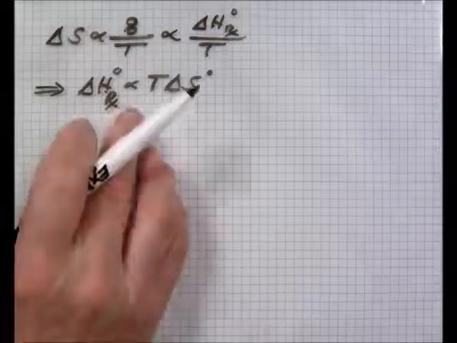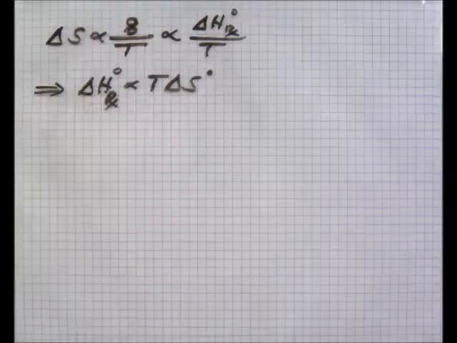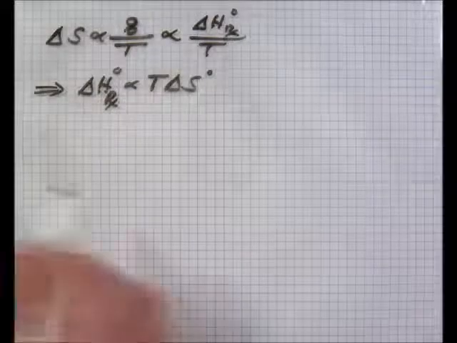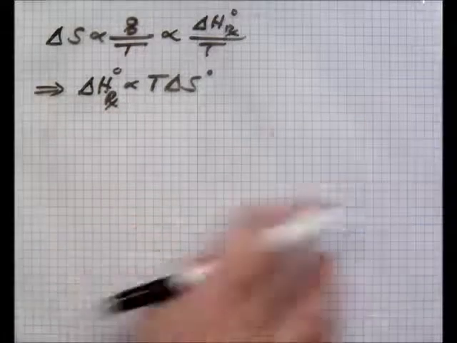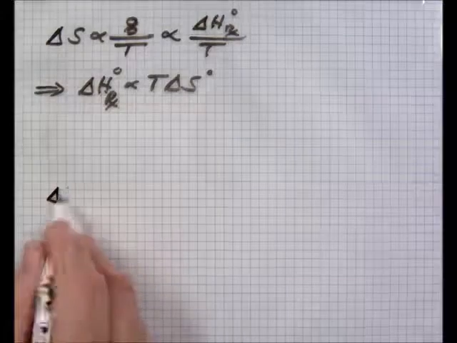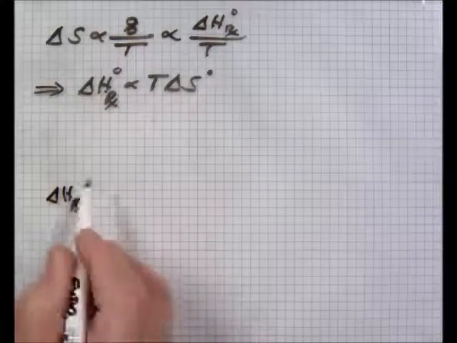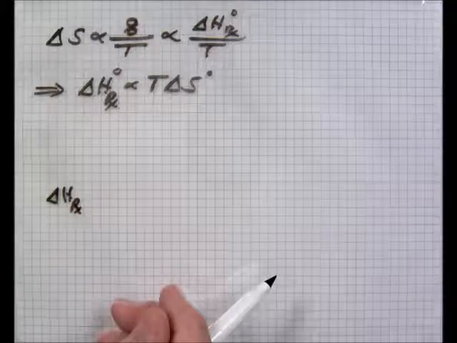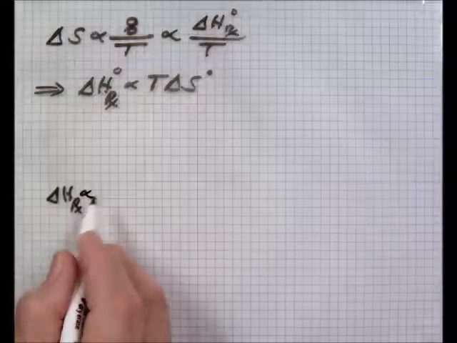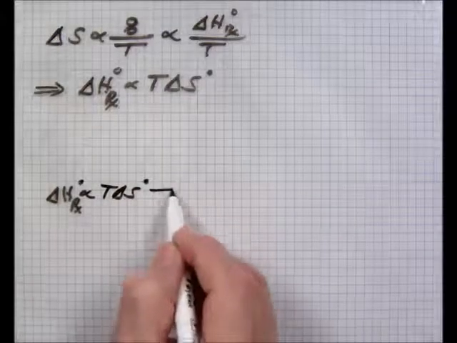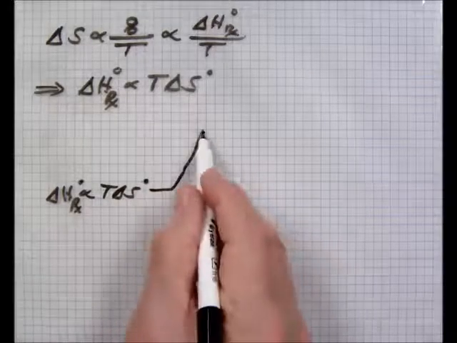What this implies is that you have three possibilities for this equation. Delta H of reaction proportional to T delta S can do one of three things.